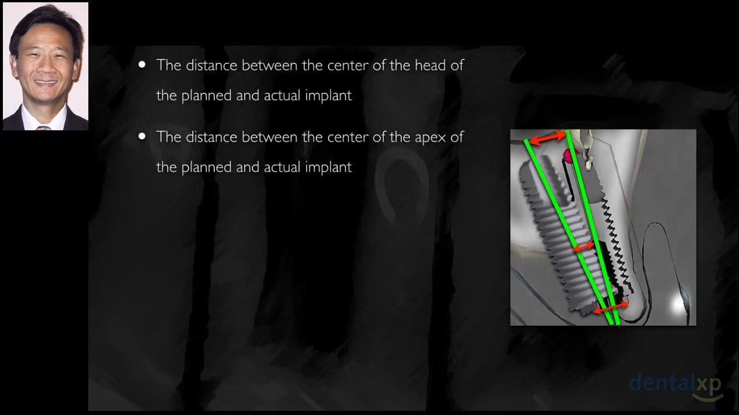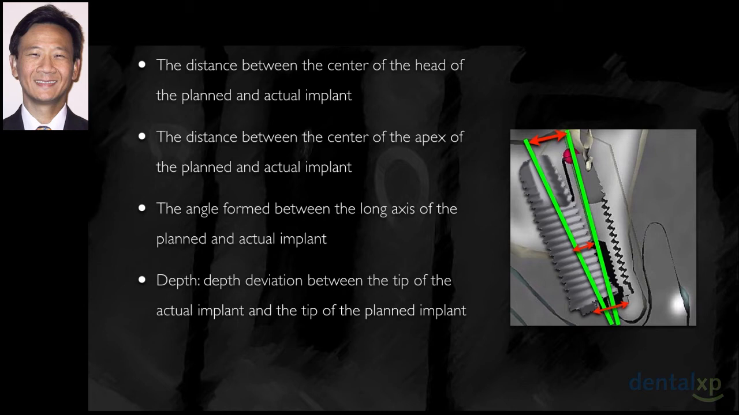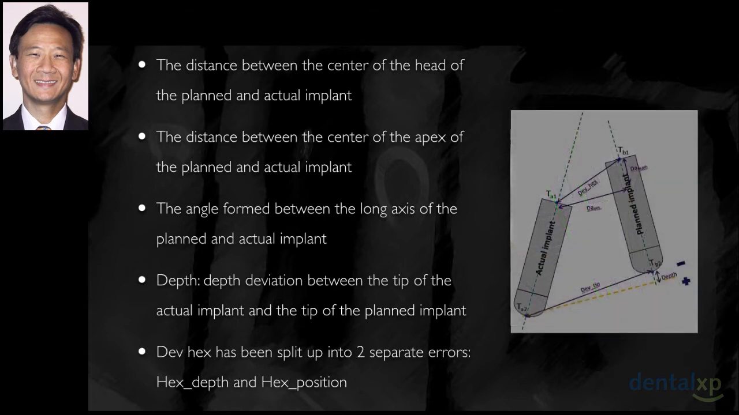Because it is voxel related, where we have a volume of data or pixels in a volume, and so this is now three-dimensional, we're able to look not only at the distances between the head of the implants, apex of the implants, and angular deviation, but also depth and change in the depth, height, and variability of the hex.